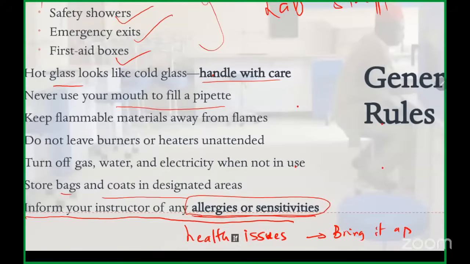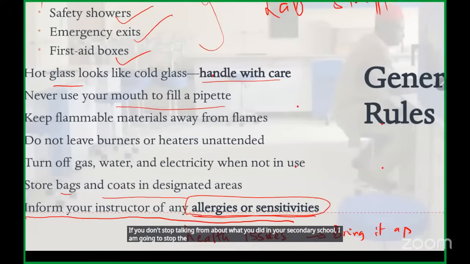If you don't stop talking about what you did in your secondary school, I am going to stop the opportunity to chat.